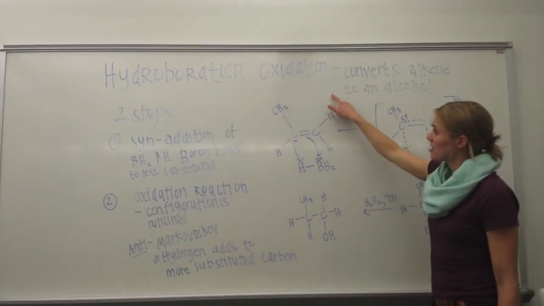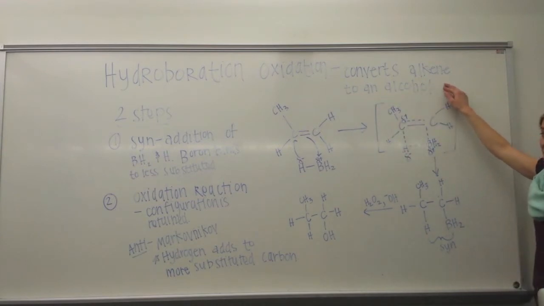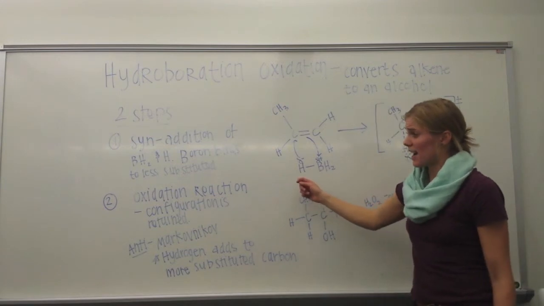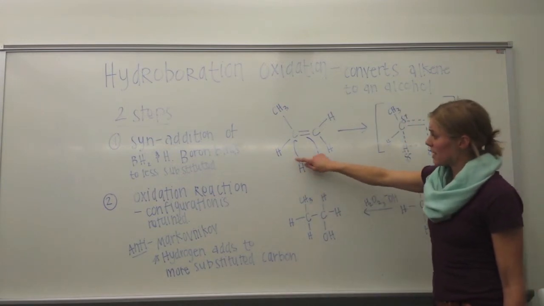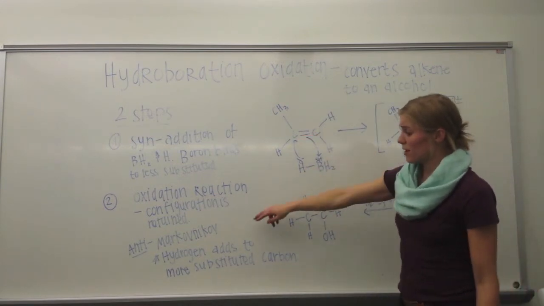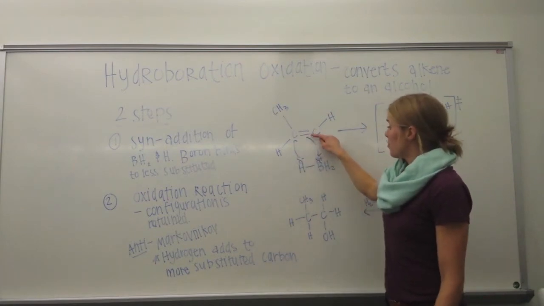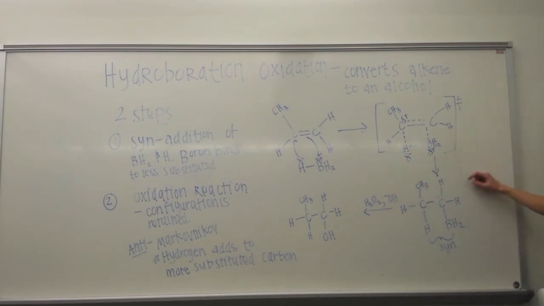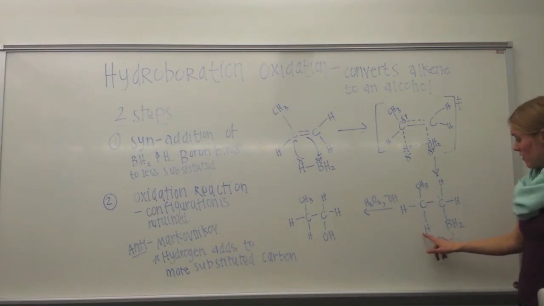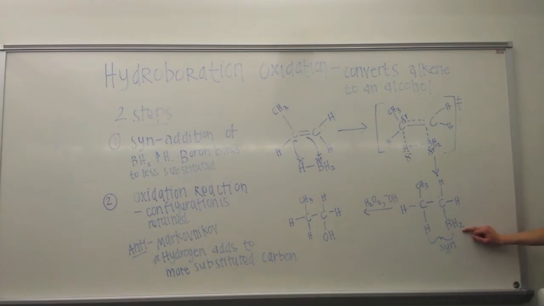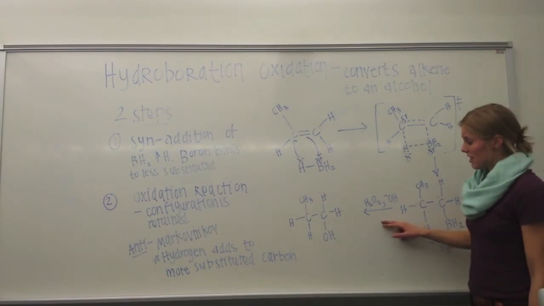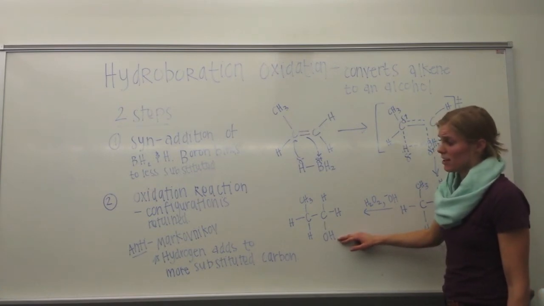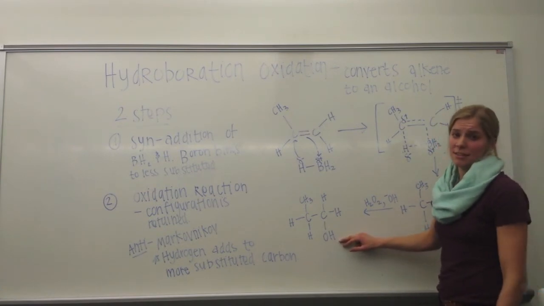Hydroboration oxidation reaction, which is a 2-step conversion of an alkene to an alcohol. The first step is the syn addition of BH2 and hydrogen, where hydrogen is attacking the more substituted carbon with anti-Markovnikov's rule. The double bond then attacks a partially charged boron, forming this transition state. Right here we have the syn addition of that hydrogen and that BH2. And the final step is the oxidation reaction, where an OH replaces the BH2 and forms the same configuration as before.